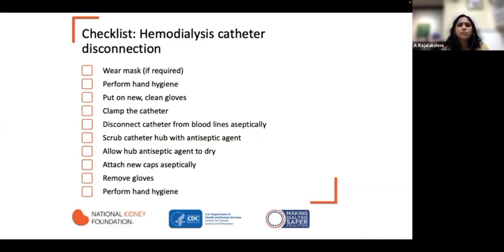One is you have to wear mask, perform hand hygiene, put on new clean gloves, clamp the catheter. If you are wearing clean gloves, if it's not a sterile glove, you have to use hand rub. Clamp the catheter and disconnect the catheter from blood lines, scrub the catheter cap with antiseptic agent, allow the antiseptic agent to dry, attach new caps aseptically. So if you are using disinfectant caps, it will come as a new one. But if you are reusing, dipping in the disinfectant, then you have to put on the cap immediately and it has to be done aseptically, and remove the gloves and perform hand hygiene before you go to the next patient. So this checklist can be used to audit your practices.